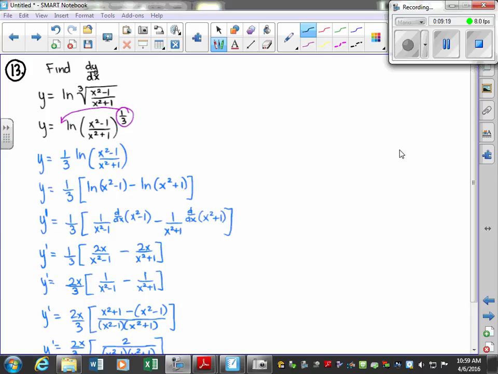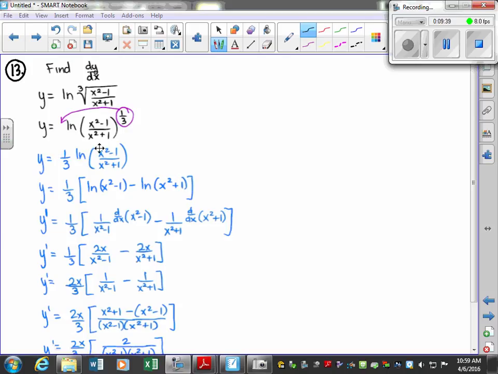Okay, this next one we're just going to talk our way through. It's similar to the other one. The first thing I'm going to do is just rewrite the problem. So this cubed root I'm going to rewrite as the 1/3 power so that I can use my property of bringing my power to the front. So that's where we are here. So y equals 1/3 the natural log.